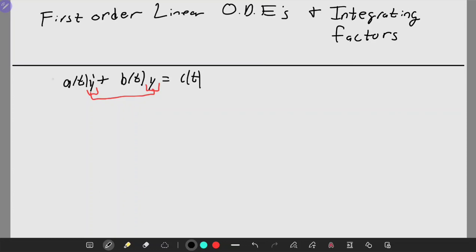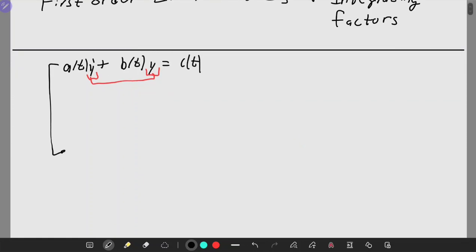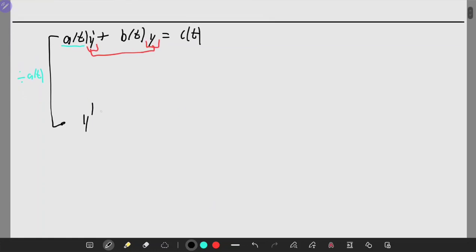But now, typically in differential equations, we can rewrite this equation into what's called the standard form. So to do this, we divide by the term next to the y prime. So I'll divide by a of t. This leaves me with y prime plus b of t over a of t times y is equal to c of t over a of t.